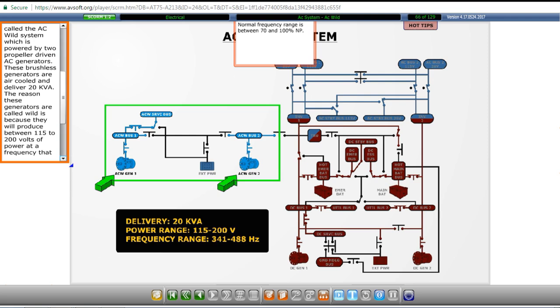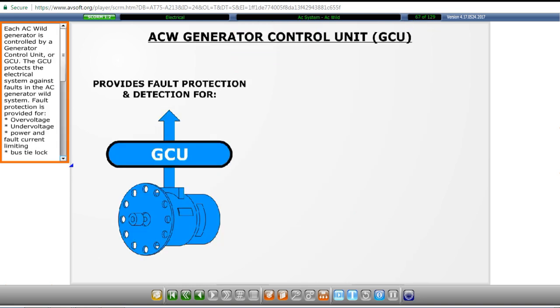The reason these generators are called wild is because they will produce between 115 to 200 volts of power at a frequency that ranges between 341 and 488 Hz. The frequency depends on the propeller speed. Each AC Wild generator is controlled by a Generator Control Unit, or GCU.